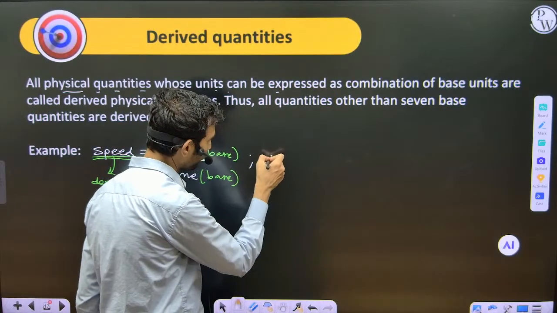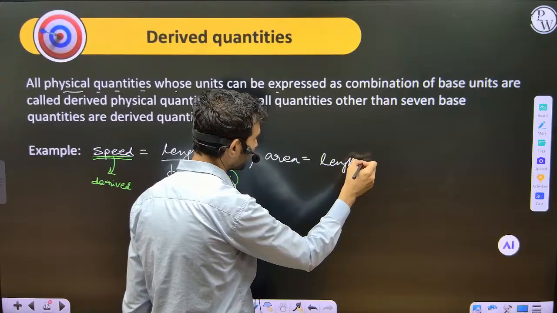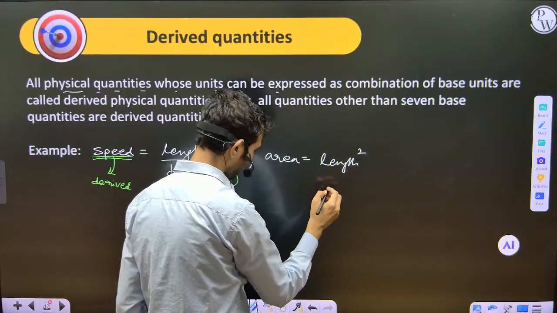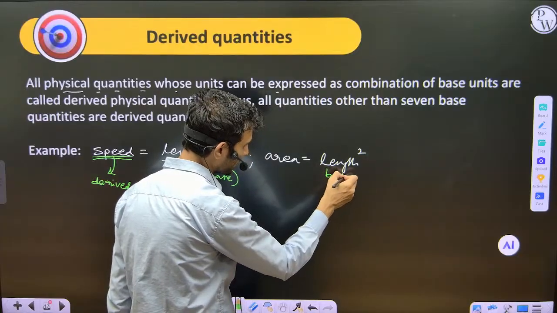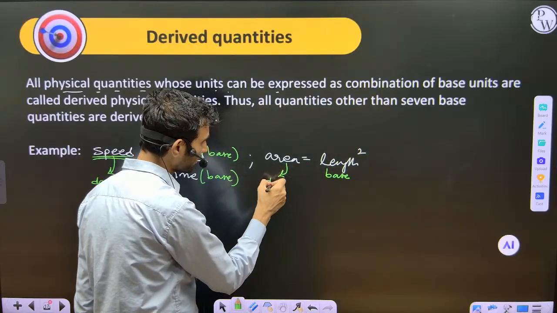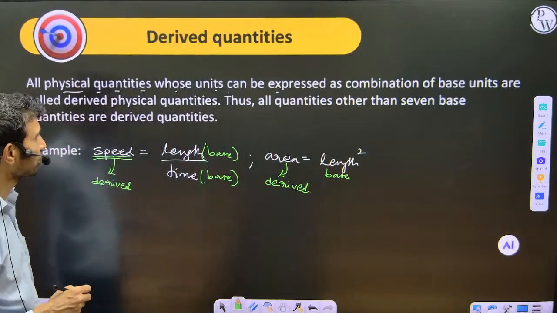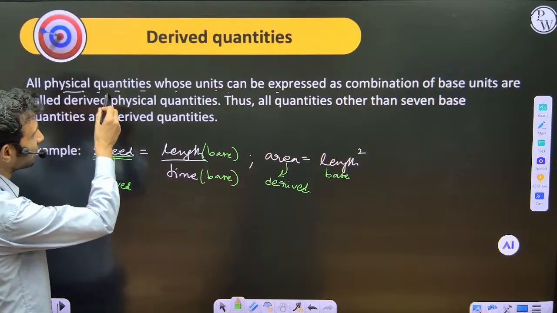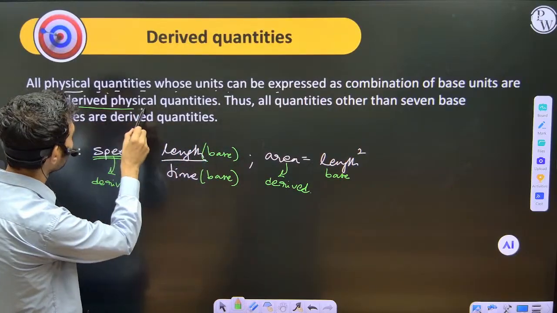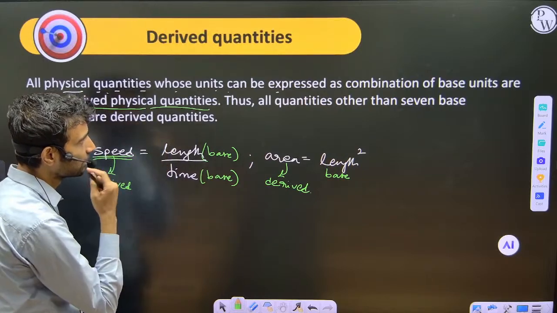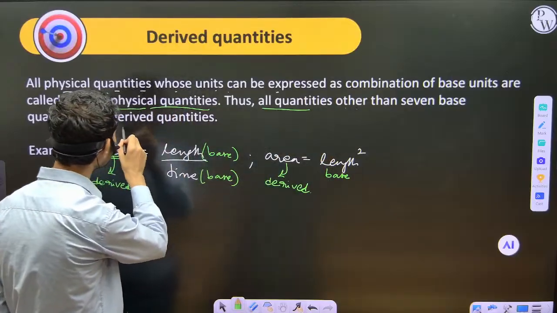Can you give me more examples of derived quantities? Like area. Area is length square. And length is a base quantity, as I told you. So area becomes a derived quantity. Right? That's what this statement says: a physical quantity whose units can be expressed as a combination of base units is called a derived physical quantity. Thus, all quantities other than the 7 base quantities are called derived quantities.